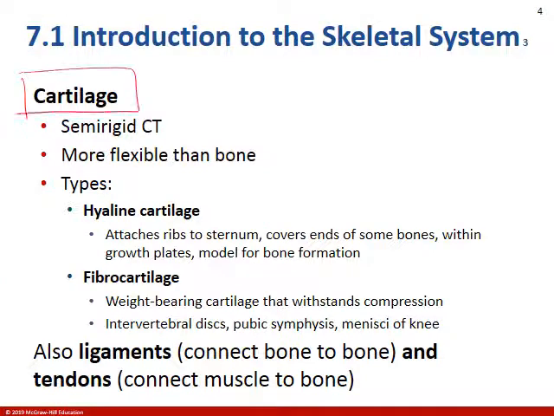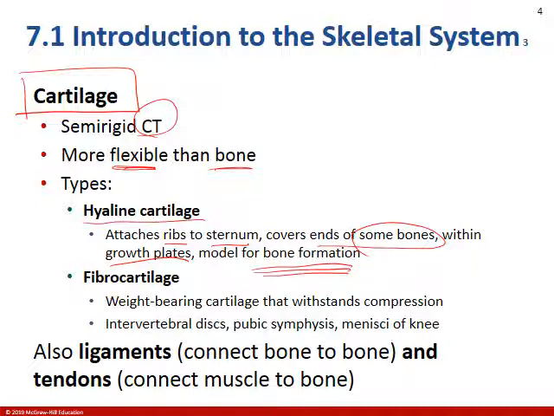We also have to mention cartilage. So cartilage is connective tissue that's more flexible than bone. If you remember these types, hyaline cartilage, so this is attached to ribs and sternum, covers the end of some bones, growth plates, and a model for bone formation. We'll talk more about bone formation in subsequent slides. We'll talk about endochondral ossification and intramembranous ossification, but I don't want to go there yet.